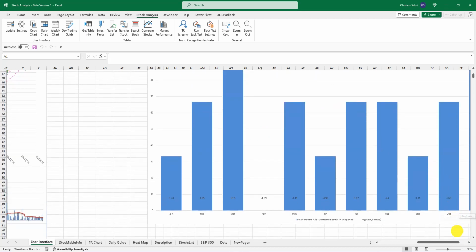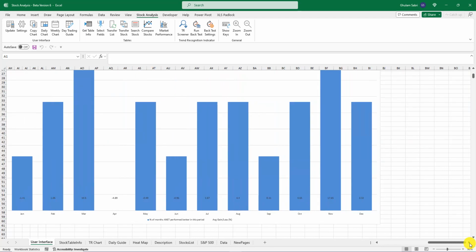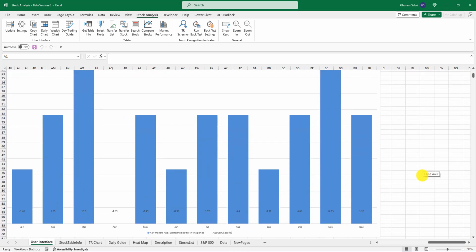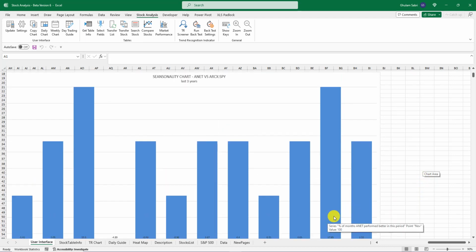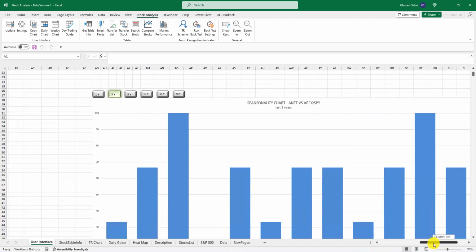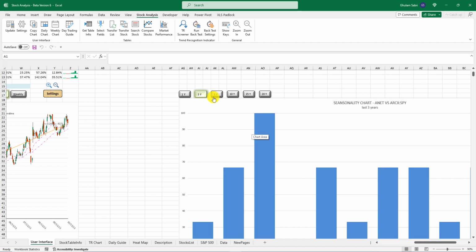Same goes for October, 4.65. Same goes for November, which is a very strong month, 100% of the time during the last 3 years, and 17.65% return above the S&P 500, which is a very good performance.